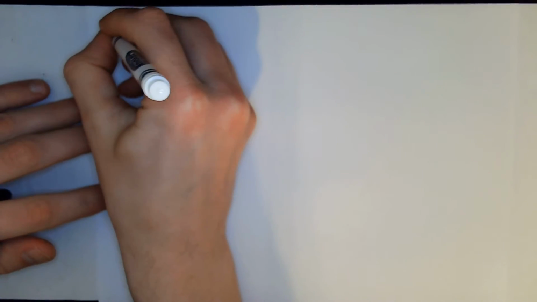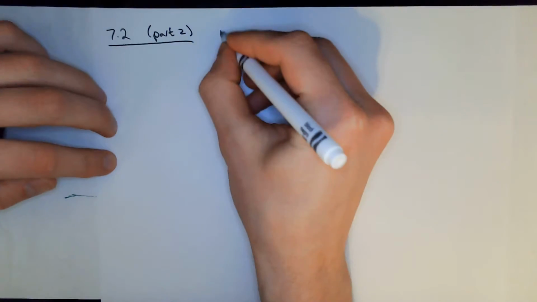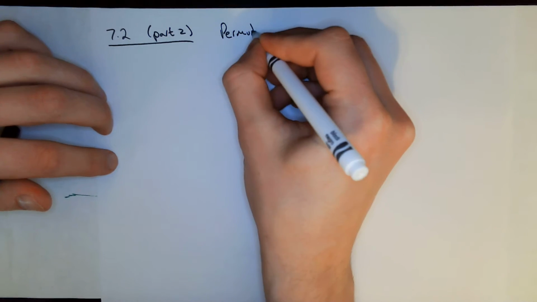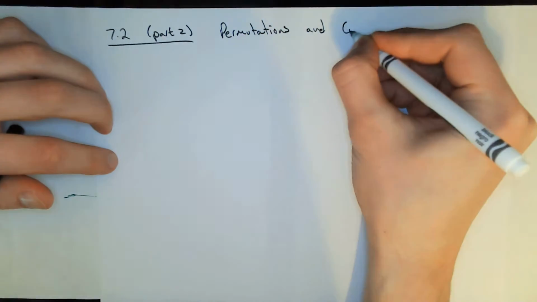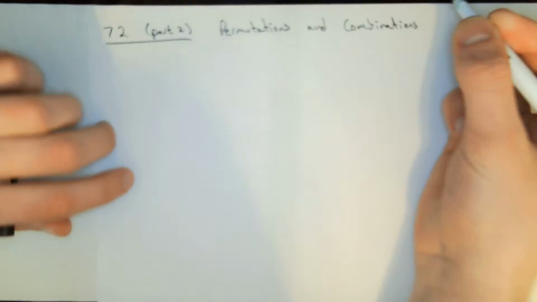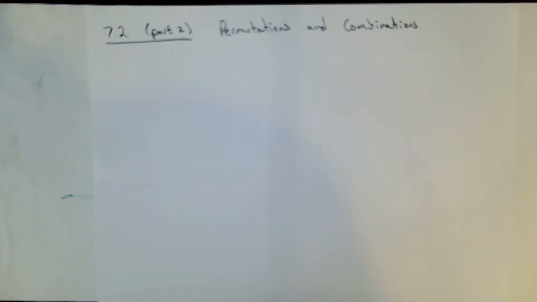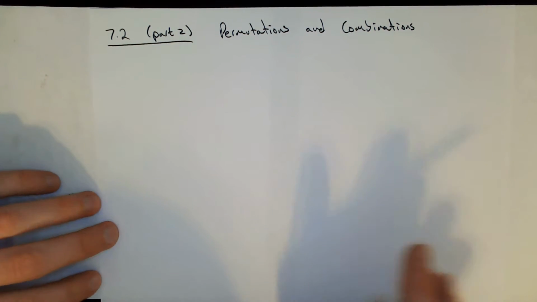Alright, so this is going to be 7.2, part 2, where we're going to be discussing permutations and combinations. Before I just tell you what permutations and combinations are with the formula and everything, throwing it at you all at once, I'd first like to motivate these things with a couple examples.